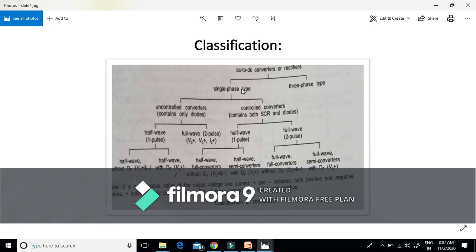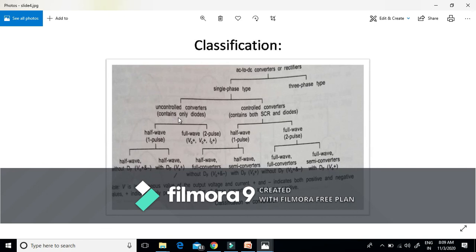If we are providing single phase at the input side, we say this is the single phase AC to DC converter. If we are applying three phase, then the converter is a three phase AC to DC converter. These single phase as well as three phase converters are divided into uncontrolled and controlled. If we are using only diodes, the device is called uncontrolled. These are called uncontrolled converters. While if we are using SCR and diode, these are the controlled converters.